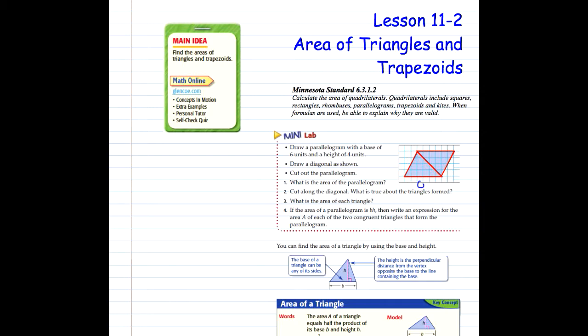This is 6. The height right here is 4. Draw a diagonal, we've done that. Cut out the parallelogram. What's the area of the parallelogram? Well, it's 24 units squared.